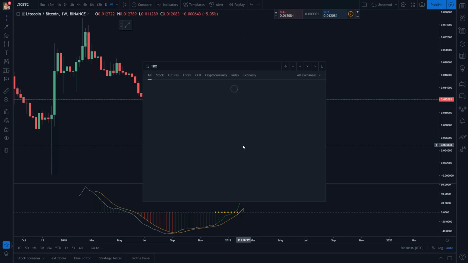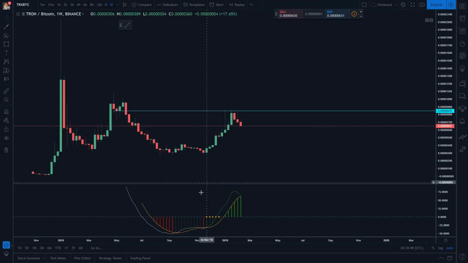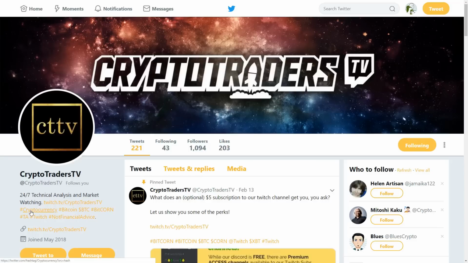Let's see, I can show you Tron. Tron's another great example. It squeezed, had this consolidation period, but was weekly long, even at 300 sats. And we're seeing these all over the crypto market. So I would just look at the weekly max momentum, see if it's squeezing long, keep an eye on it, and profit. All right guys, that's going to be all for this video on how to use the max momentum indicator.